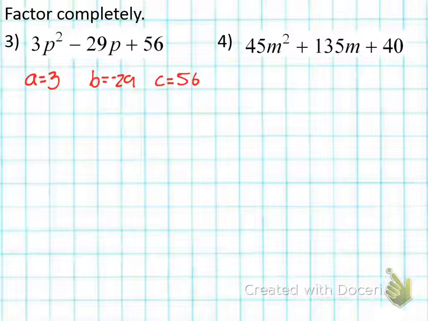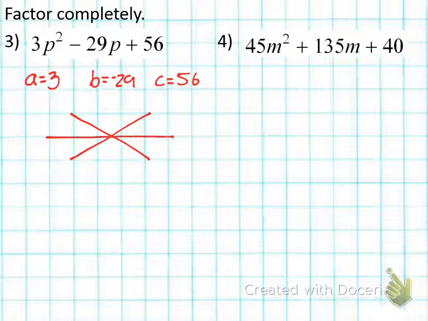Okay? Next thing we're going to do is figure out our X box, so we're going to write this out. Follow along with me on yours. You can do it on your paper if you like. A is 3. A times C, what's 3 times 56? 168. Good. And then B is negative 29.